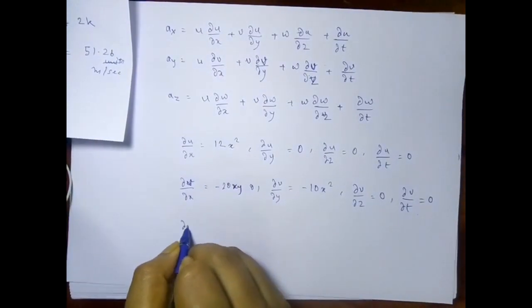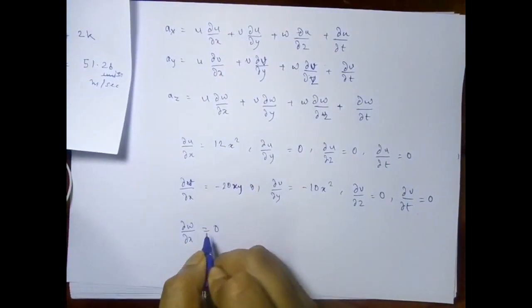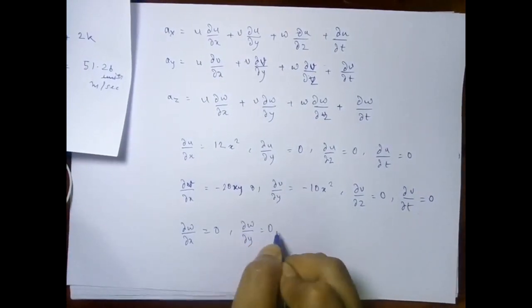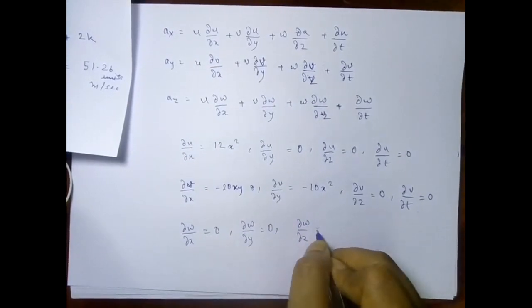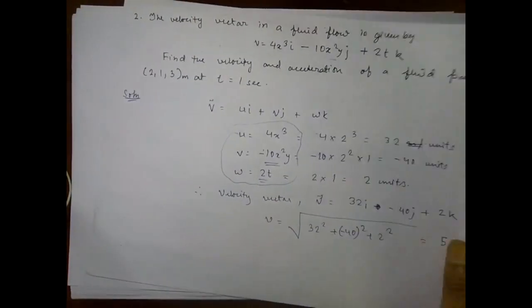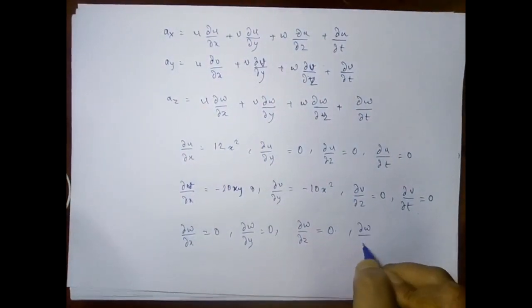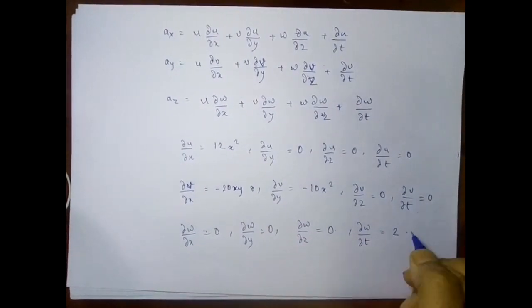Now del w upon del x is equal to 0, del w upon del y is equal to 0, and del w upon del z is equal to 0. It's because w is equal to 2t and there are no xyz terms, but we do have a t term, so w is equal to 2t and del w upon del t will be equal to 2.